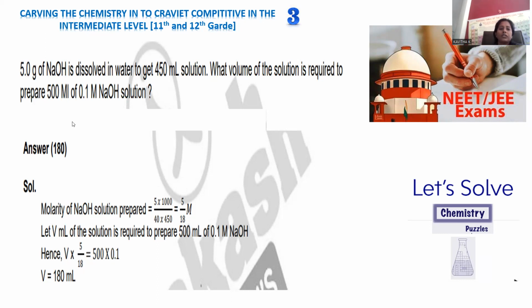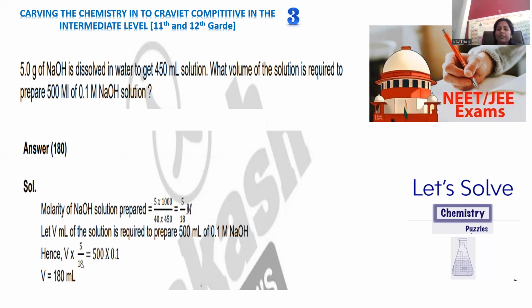Molarity of sodium hydroxide. First of all, let's calculate molarity. 5 grams and 450 ml is given, so weight by gram molecular weight into 1000 by V in ml is the molarity formula, in general, we can use in order to deduce the molarity. Molarity of sodium hydroxide is calculated as 5 by 18 molar solution. Then let V volume of solution is required to prepare 500 ml of 0.1 molar NaOH. Hence, V into 5 by 18 is equal to 500 into 0.1.